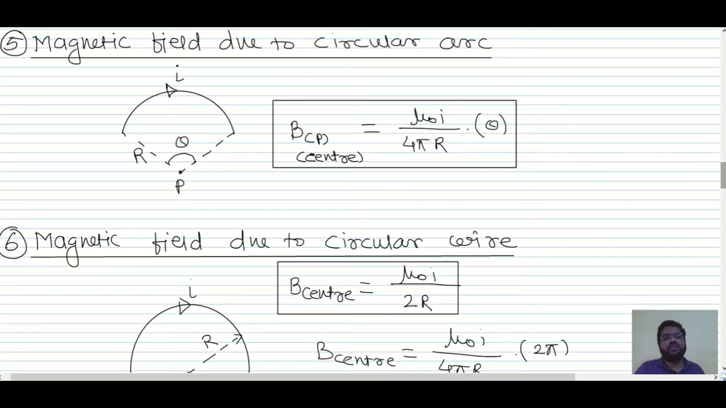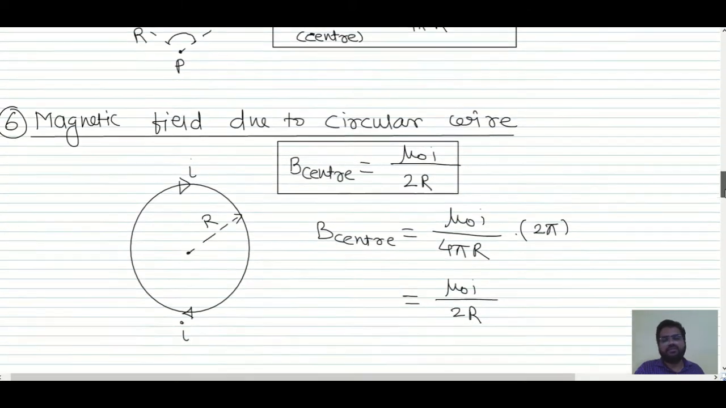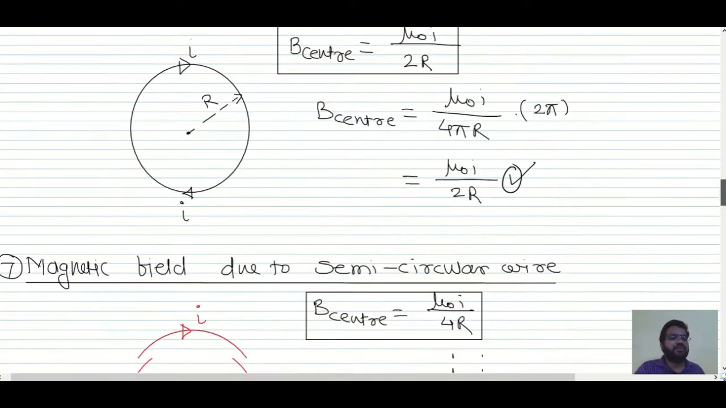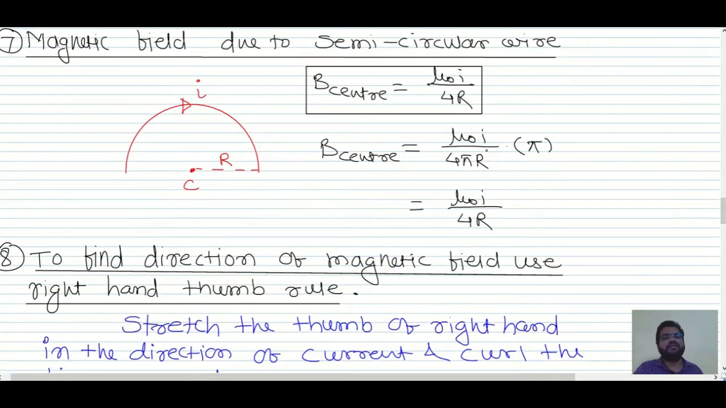So mu naught I divided by 4 pi r into theta. For a circular wire, it is mu naught I divided by 4 pi r into 2 pi. If you calculate, you will get mu naught I divided by 2 r. For a semicircular wire, it is mu naught I divided by 4 r, and that is how this pi gets cancelled.